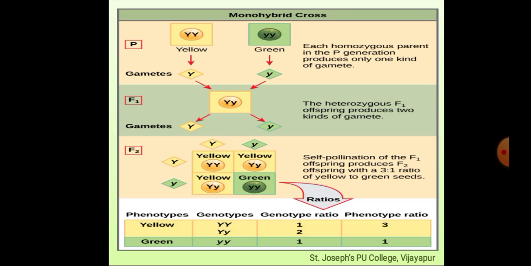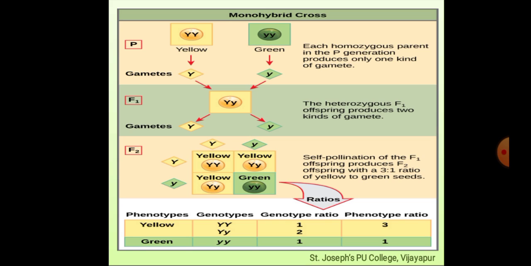When Mendel got the seeds of the F1 generation, he sowed them and got new plants. When these new plants were self-pollinated, as you see in the F2 generation, he got the variety of plants which are represented as a 3:1 ratio, means three tall and one dwarf.